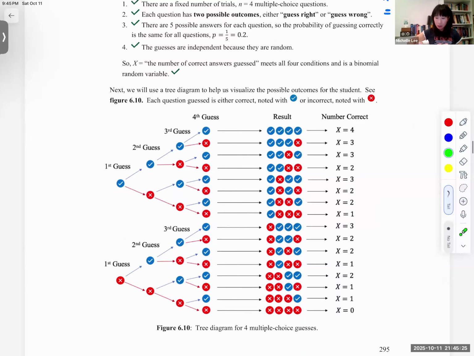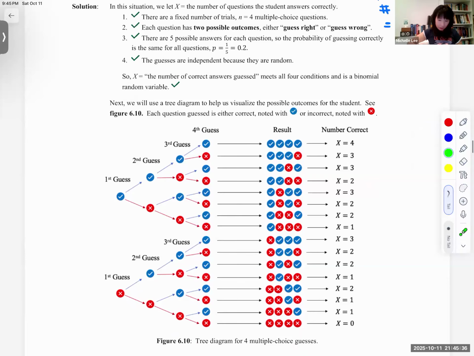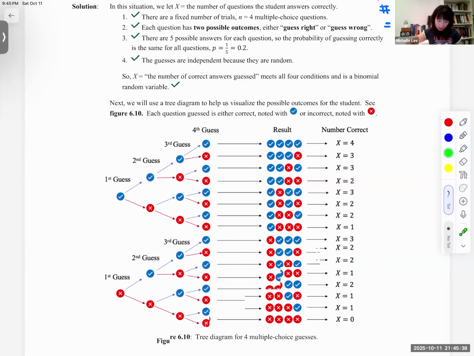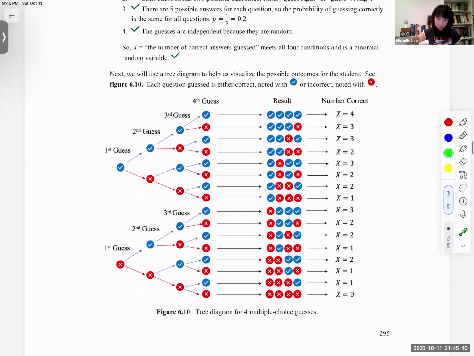Okay, so let's take a look at this one. Tree diagram. It's a lot of work, so I'm just going to take a look. So we have first is right, second is wrong. Then in the right branch, there's right, wrong, right, wrong, right?